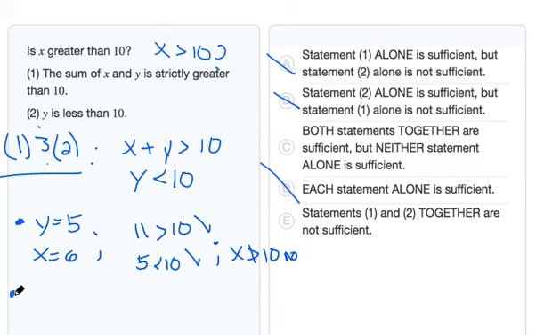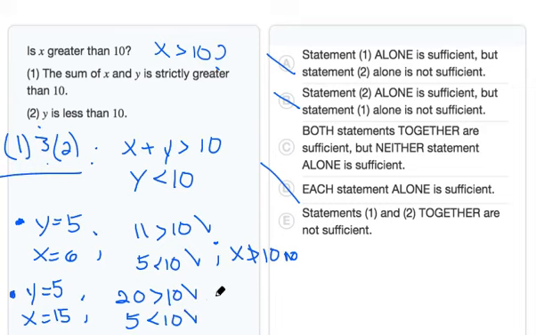But let's consider another case. What if y is equal to 5 and x is equal to 15? Now again, we have that x plus y, which would be 20, is greater than 10, so statement 1 is satisfied. y is less than 10 because 5 is less than 10, so statement 2 is also satisfied. And in this case, our x is greater than 10, so the answer to our question would be yes.